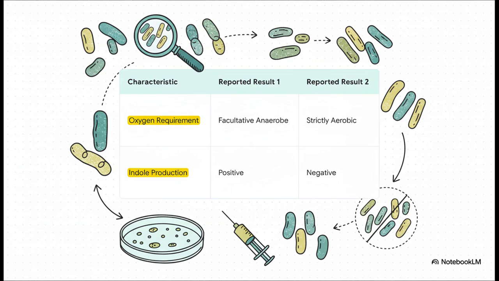And this slide right here shows you the problem with biochemicals in a nutshell. I mean, the literature is all over the map on the most basic characteristics. Is it a facultative anaerobe or a strict aerobe? Is it indole positive or negative? You'll find papers arguing both ways. It's no wonder our conventional ID systems just throw their hands up in the air.